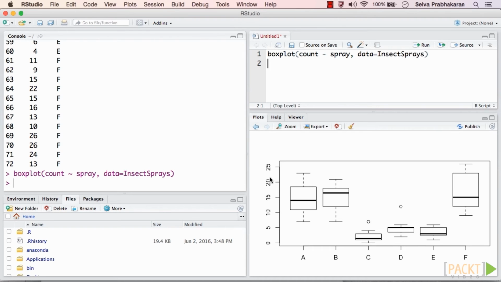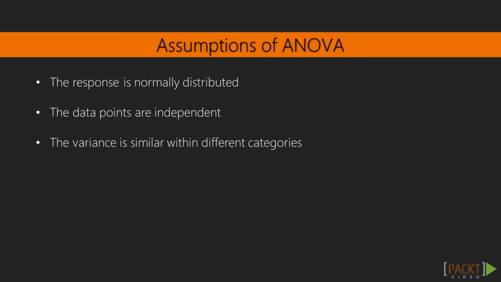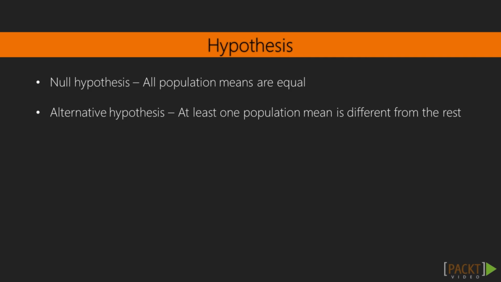Let's now do ANOVA. There are a few assumptions behind ANOVA. The response, the continuous variable, is normally distributed. The data points are independent. The variance is similar within different categories. In ANOVA, we test the following hypothesis, where the null hypothesis states that all population means are equal, while the alternative hypothesis states that at least one population mean is different from the rest.